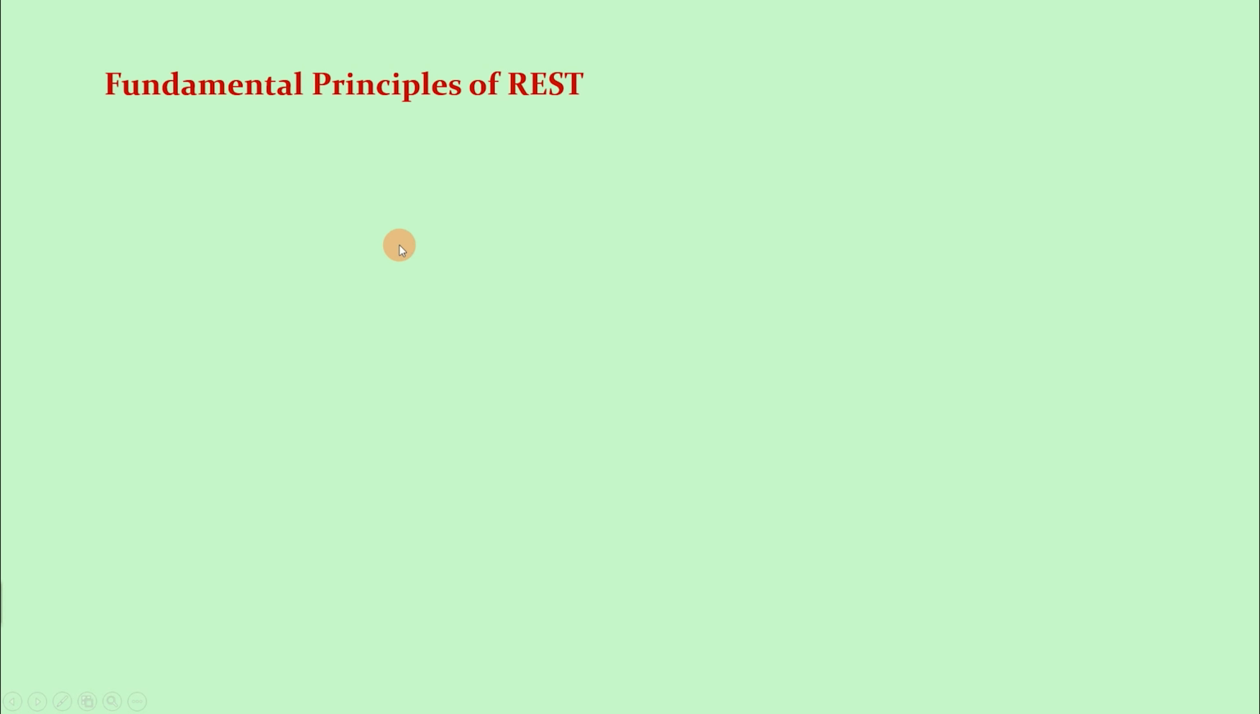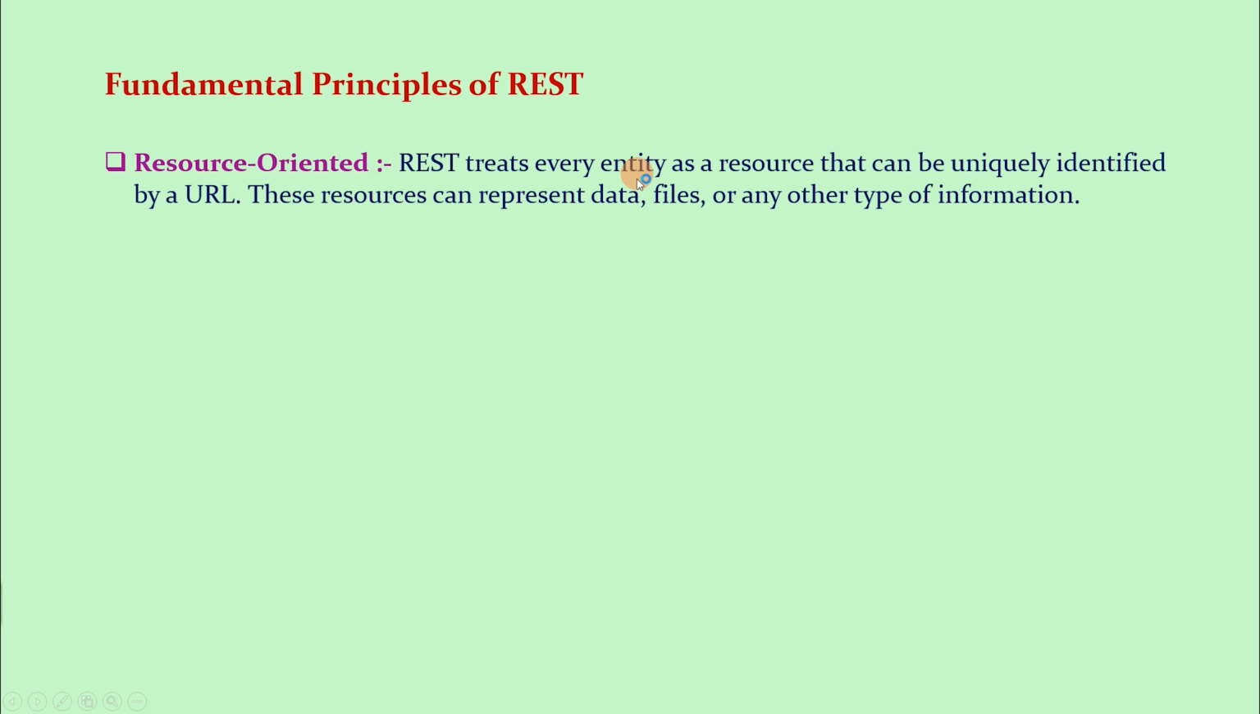Now fundamental principles of REST. Resource oriented. REST treats every entity as a resource that can be uniquely identified by a URL. These resources can represent data, files, or any other type of information. So basically REST is treating every entity as a resource, and the resource could be a file, data, or any other information which can be uniquely identified by a URL.